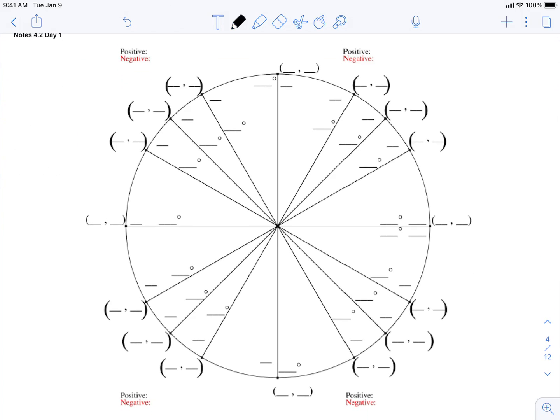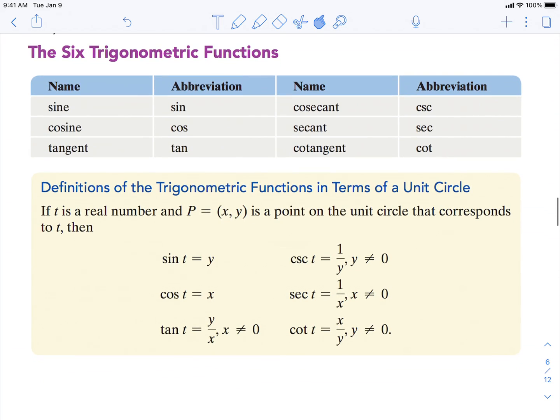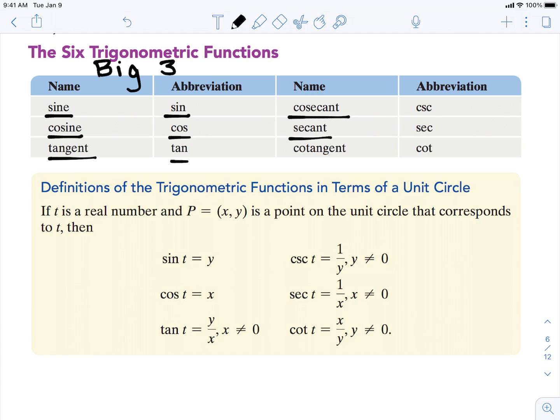Now here is a blank one. My suggestion is to start to memorize using this blank sheet to come up with those ordered pairs. And what we're going to find out is these ordered pairs are going to help you to make up your 6 trigonometric functions. The names sine for short, cosine for short, tangent, those are what we call the big 3. And the next 3, and their abbreviations, are the inverses of the big 3.